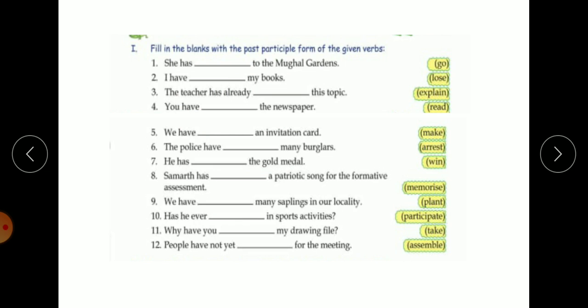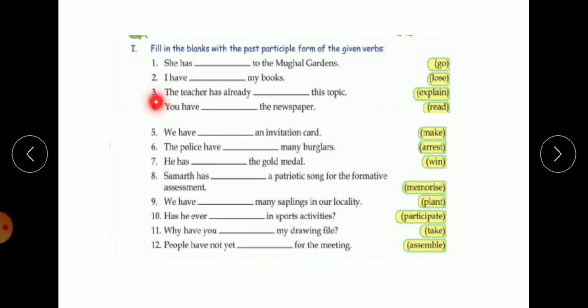So if we start with the first one, she has dashed to the Mughal gardens. Go. The three forms of go are go, went, gone. So here you will be filling gone. That is the third form. I have dashed my books. Lose. What is the third form? Past participle of lose. Lost.